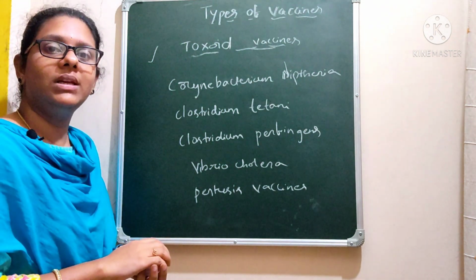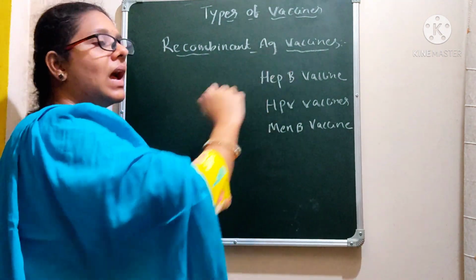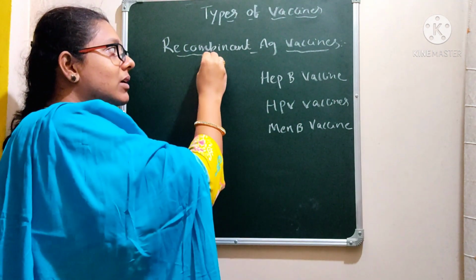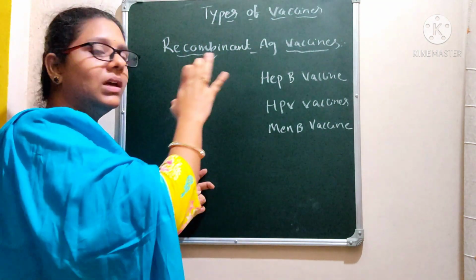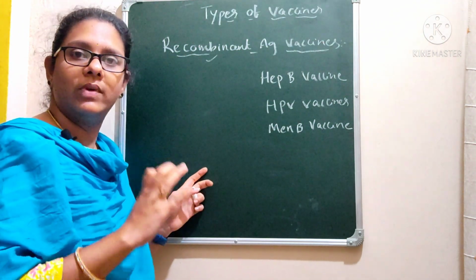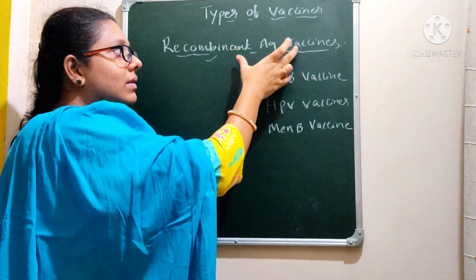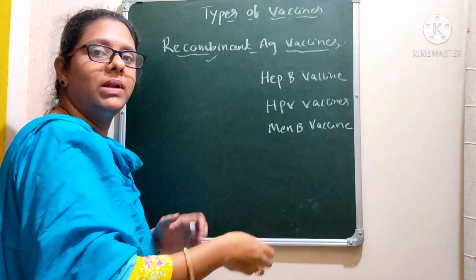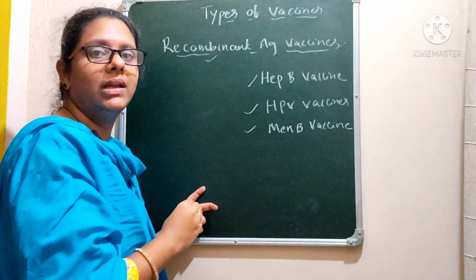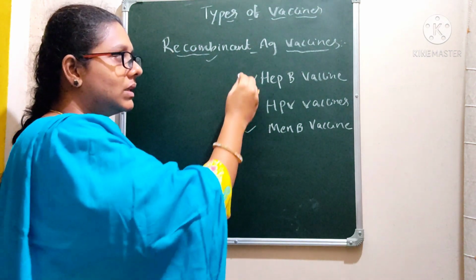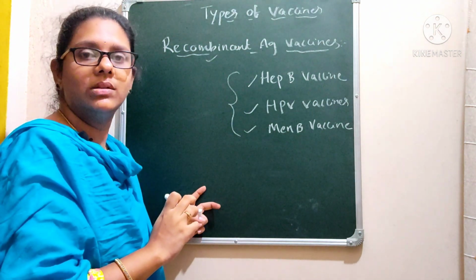Now let's discuss the recombinant antigen vaccines. Coming to the recombinant antigen vaccines, we all know what is meant by recombination. Mostly in genetic engineering technology, we generate recombinant molecules where we combine 2 different genes, right? Recombinant antigen vaccines are available against hepatitis B, human papilloma virus, and also against the meningococcal bacterial vaccine. These are the 3 different vaccines which are the best examples for recombinant antigen vaccines.